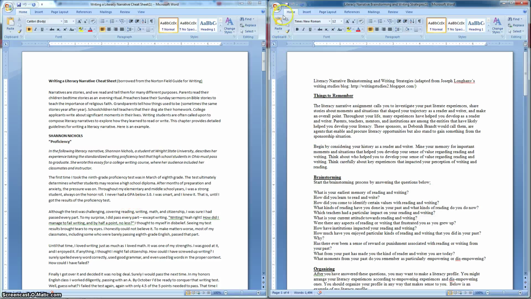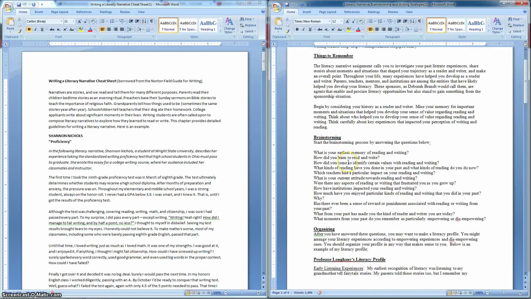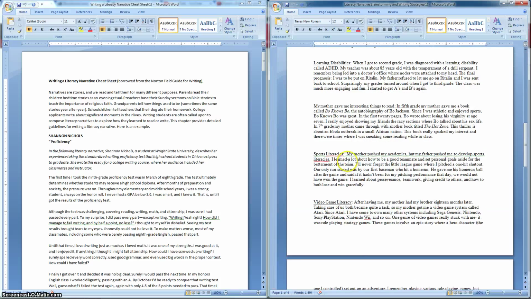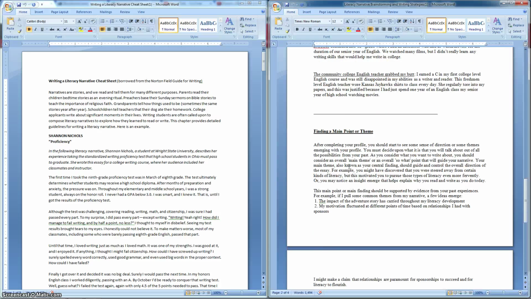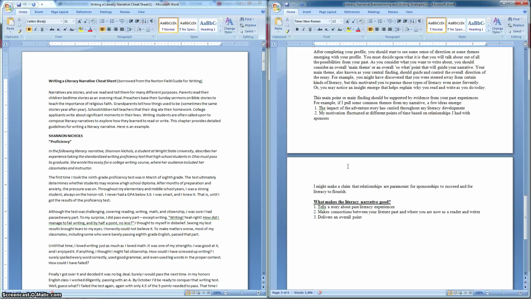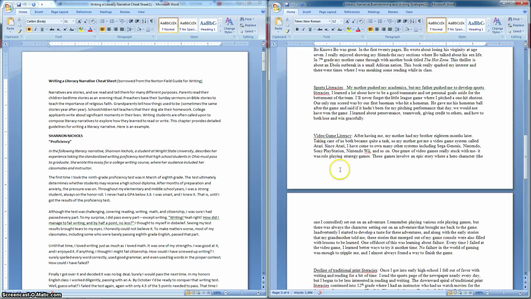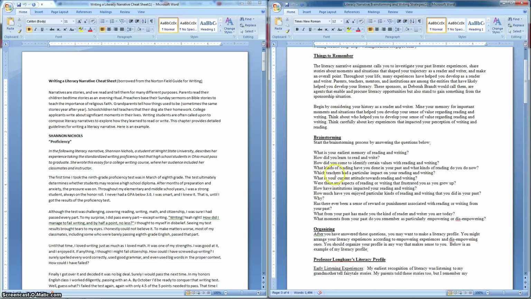The other handout is literacy narrative brainstorming and writing strategies. This, again, is also borrowed from Joseph Long-Haney's writing studies blog that I credited right here. But this is another one that should help you generate a topic as well as start writing the literacy narrative.